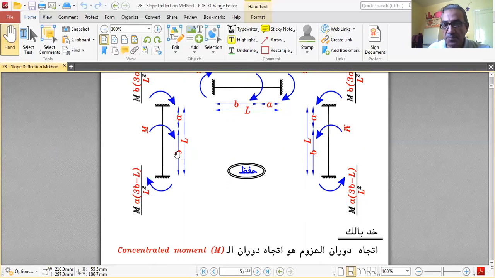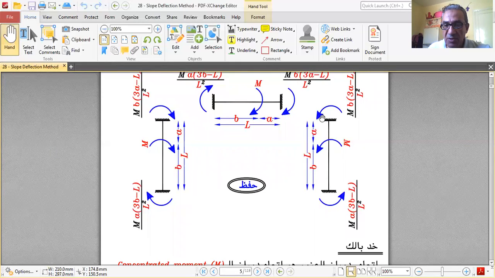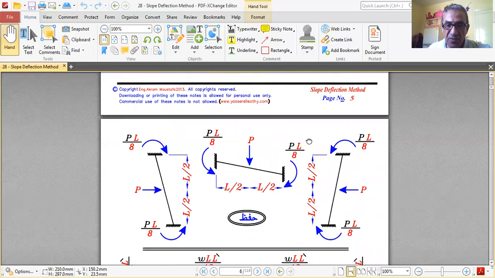So the one close to M has the same rotation, or tail, in the same direction. The far one has tail in opposite direction. Okay, what about this one?